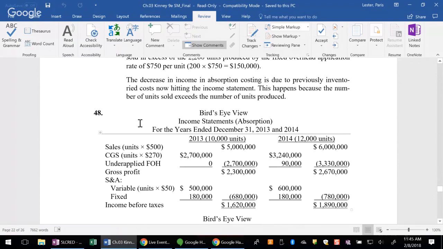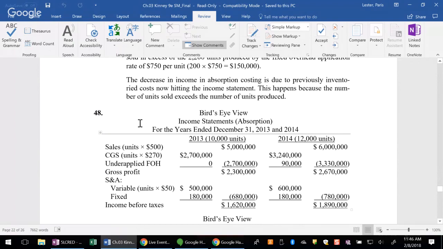What is your actual overhead? Is your actual overhead 3,240,000? Is that your applied? I mean, is your actual cost of goods sold 3,240,000? Yeah, that's actually.